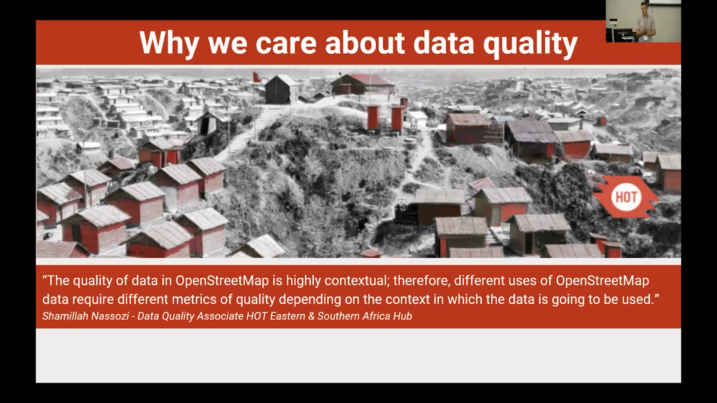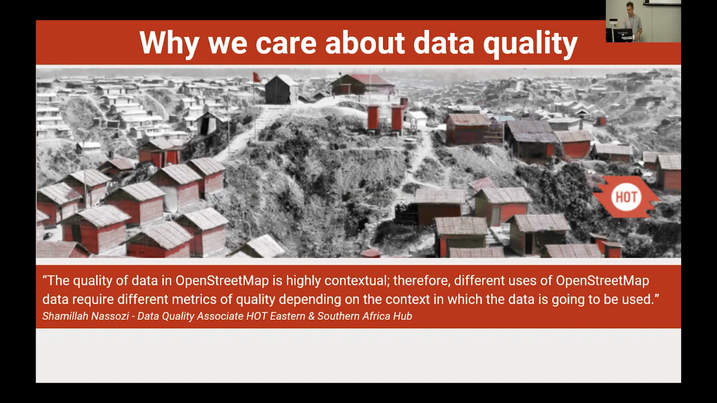Everyone here, I'm sure, knows what the Humanitarian OpenStreetMap Team does, and reliable data is really important. But as you can see from this quote, the quality of data in OpenStreetMap is highly contextual, and therefore different uses of OpenStreetMap data require different metrics, depending on how it's going to be used. It might be good enough just to have road lines. If you're responding to a disaster, you might not need all the surface types, and the road lines are sufficient. Or it might be good just to know there's a cluster of buildings up in the mountain somewhere, but it doesn't necessarily mean you have to have every single building mapped. It just depends on how that data is being used.